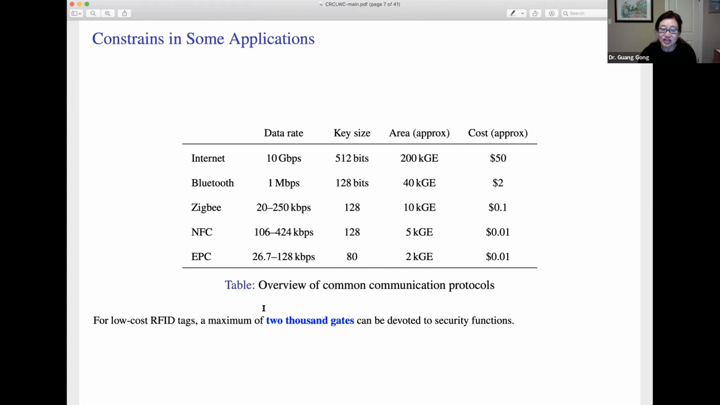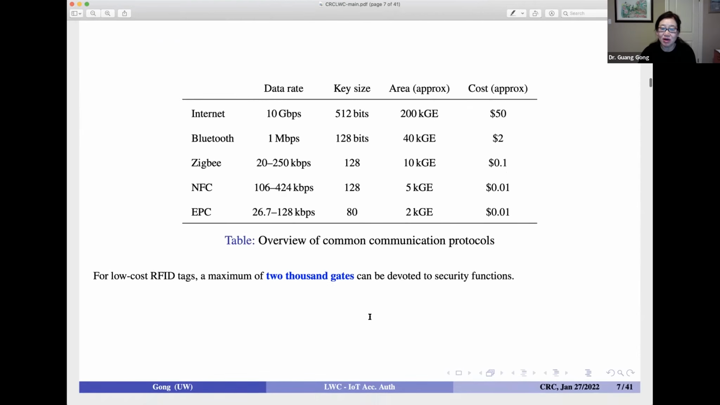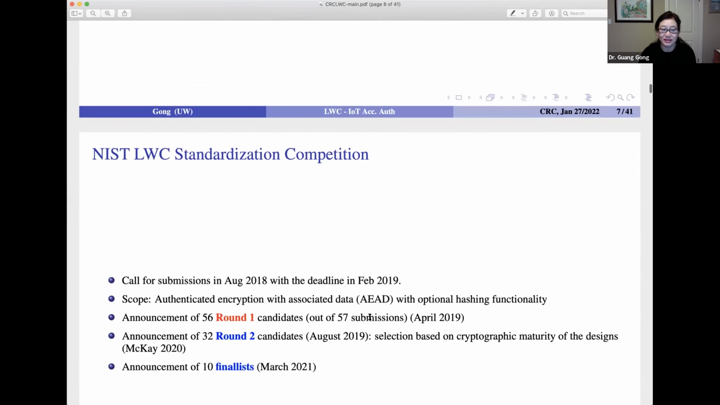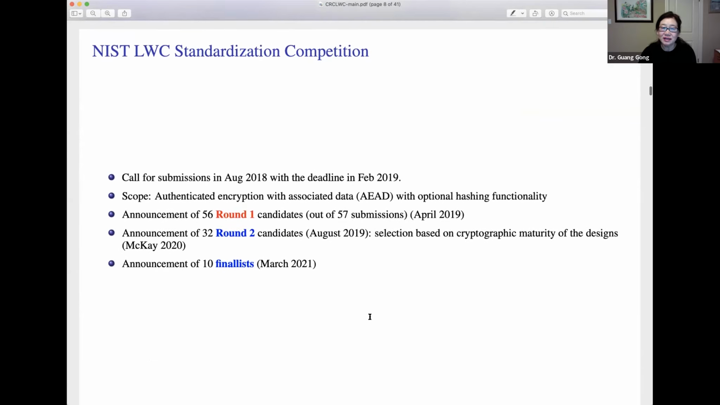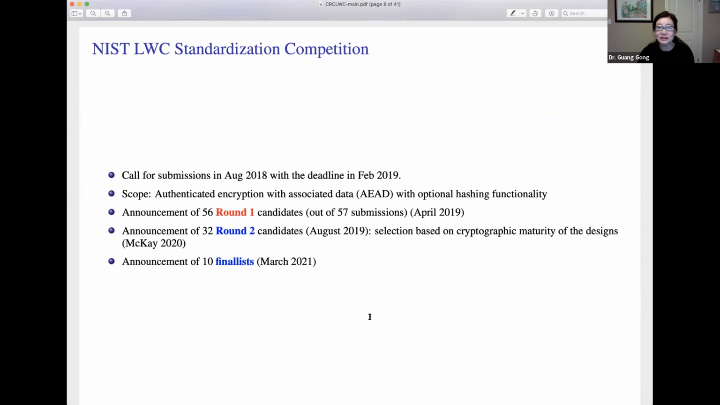In general, for those low-cost RFID tags, the rule of thumb is about 2,000 gate equivalents, which can be allocated to security functions. Okay, so this is the challenge. This is how we got into these areas. And of course, industry and the government also realize this problem.